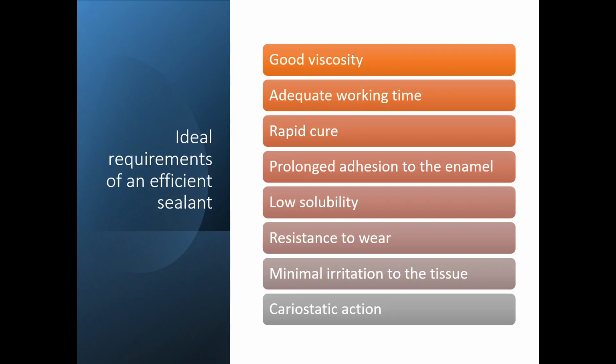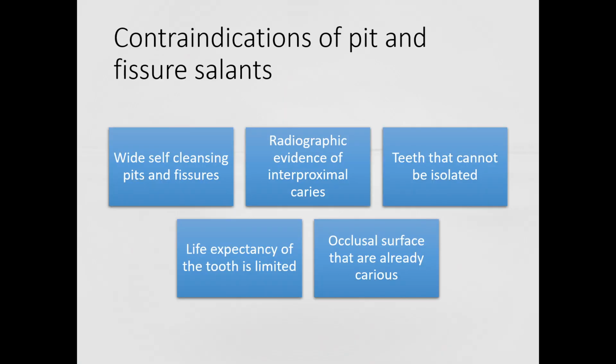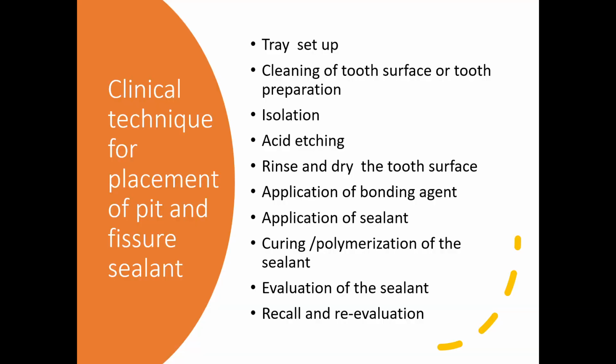Ideal requirements of an efficient sealant. They should have good viscosity, adequate working time, rapid cure, prolonged adhesion to the enamel, low solubility, resistance to wear, minimal irritation to the tissue and definitely cariostatic action. Contraindications of these pit and fissure sealants: if you have wide self-cleansing pits and fissures, radiographic evidence of interproximal caries, the tooth cannot be isolated, life expectancy of the tooth is limited, and occlusally you can see that the tooth is carious.